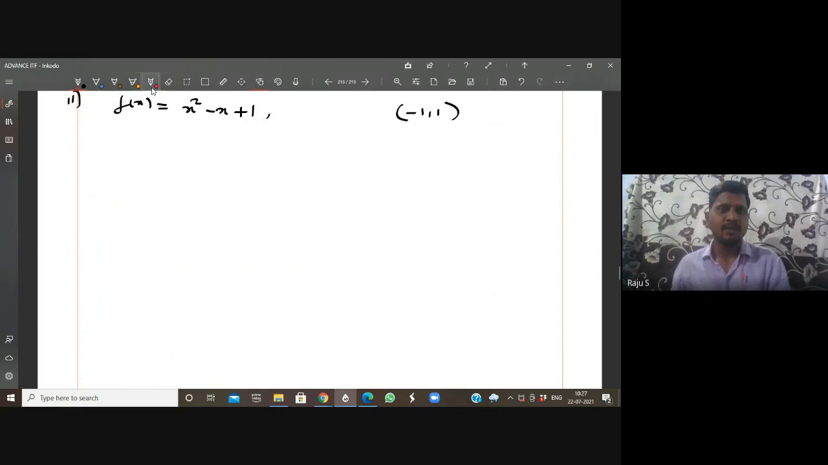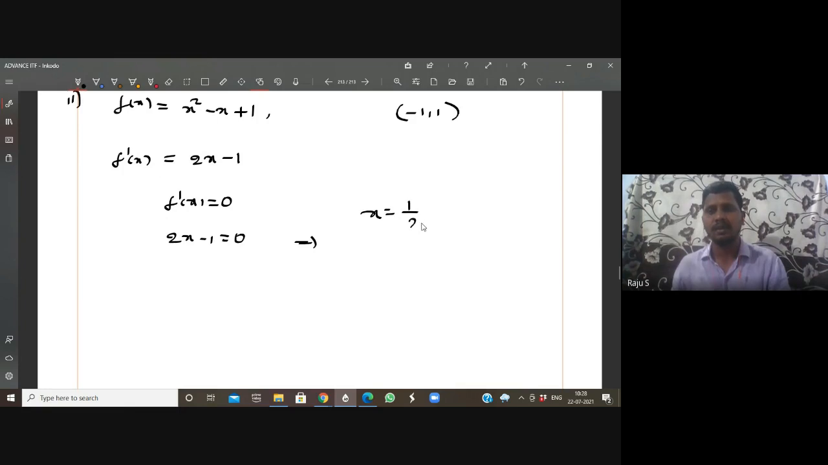Okay, right. Same procedure. First, what we have to do? f dash of x. First, stop writing, just look here. I can explain the answer within 1 or 2 steps. First, calculate f dash of x. Then to find the critical values, equate f dash of x to 0. So f dash of x means 2x minus 1 equals 0, which implies x is 1 by 2. Got it? This is the critical point.